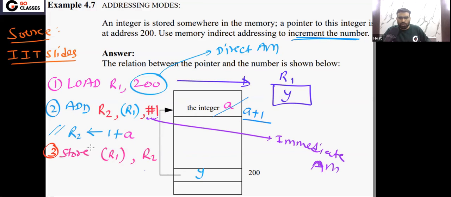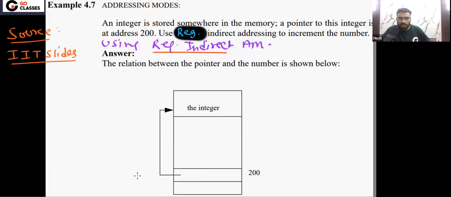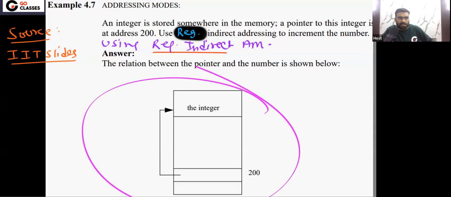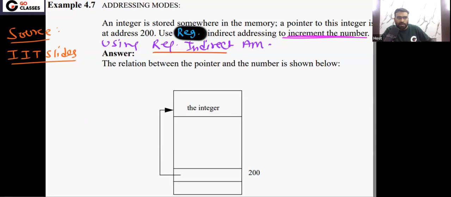Anyway, if you understood this question, very good. If you did not understand, you can skip this question, because in the GATE exam, options will be given. If this type of question comes in the GATE exam, where they give you this table, this diagram, and tell you to increment the number, then options will be given. You can check out the options. Agree with me? Yes or no? This type of question can come in the GATE exam, but options will be given to you.